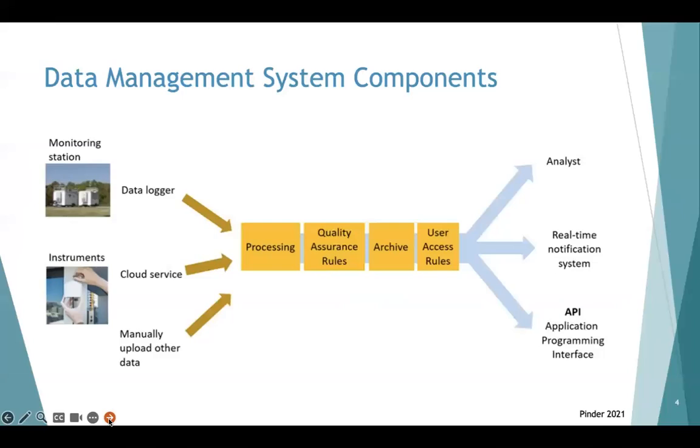When it comes to the introduction part, we will be talking about the data management system. What are the components of a data management system? What do you think? What are the components in a data management system?